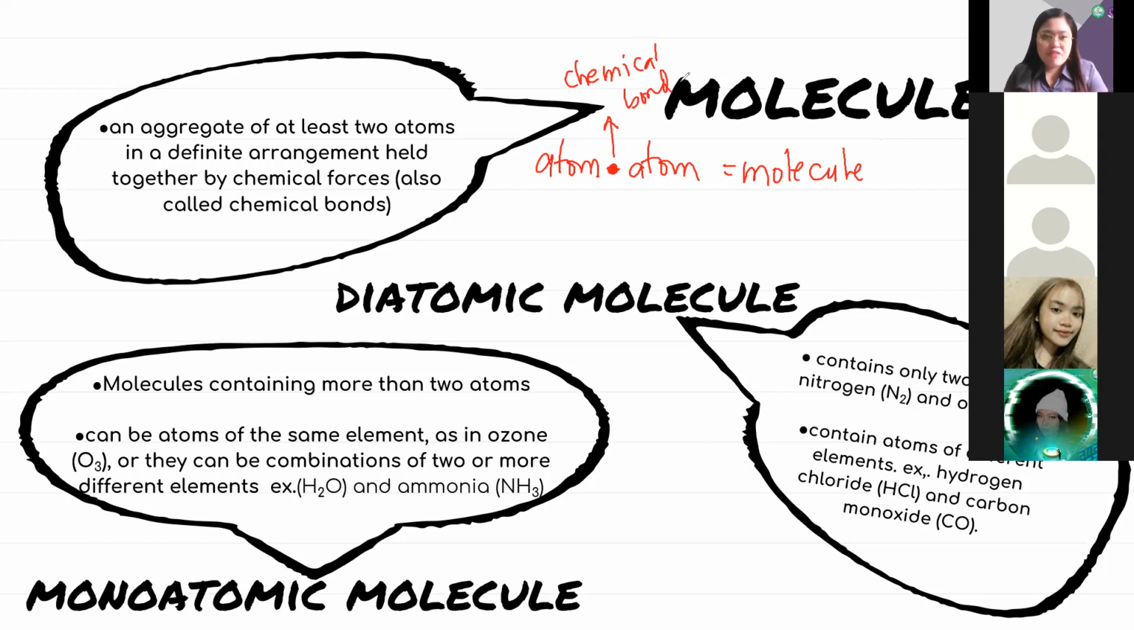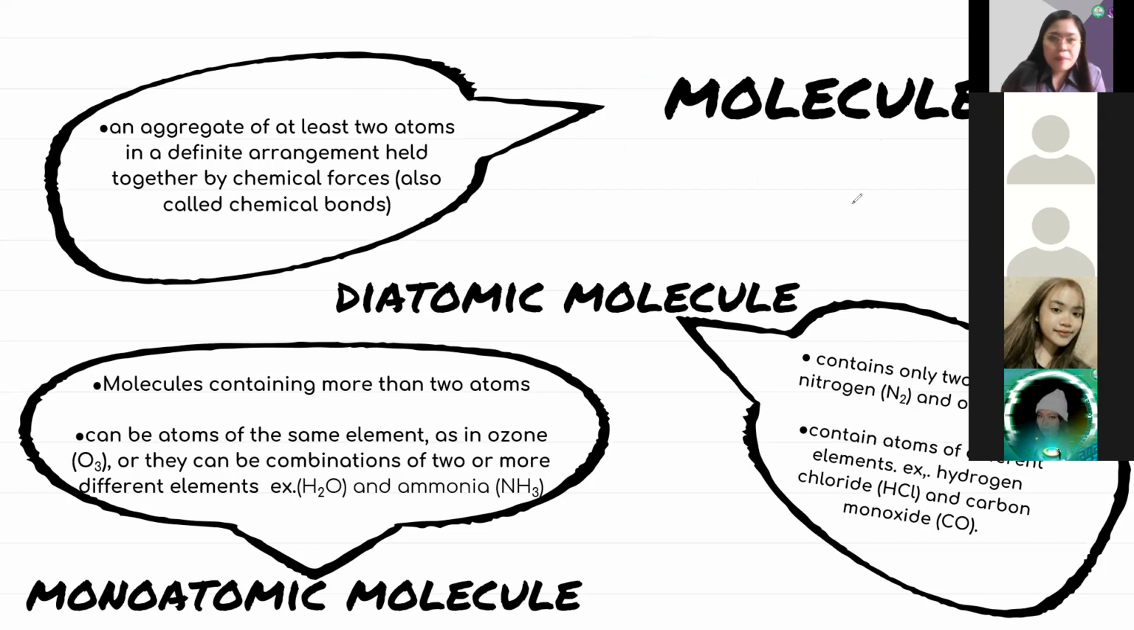Now we have two types of molecules, the monoatomic molecule and the diatomic molecule. So let's start here with the monoatomic molecule. These are molecules containing more than two atoms. Again, pag monoatomic molecules, they contain more than two atoms. Let's have an example. Itong monoatomic molecules, pwede siyang the same kind of atom or the same element, pero more than two, kagaya ng ozone. So like the ozone layer natin.